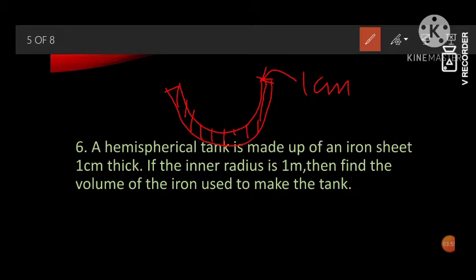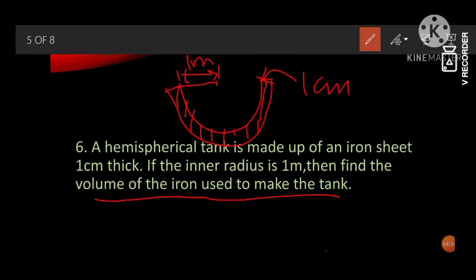Its inner radius is 1 meter. So the radius is given, this part is given as 1 meter. And the thickness of the tank sheet is 1 centimeter. Then we have to find the volume of iron used to make the tank. So we have to find the volume of the iron.